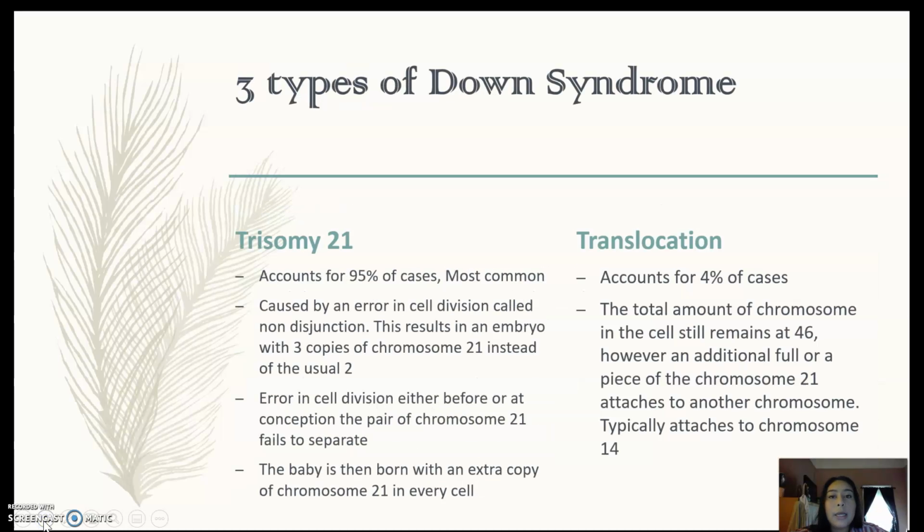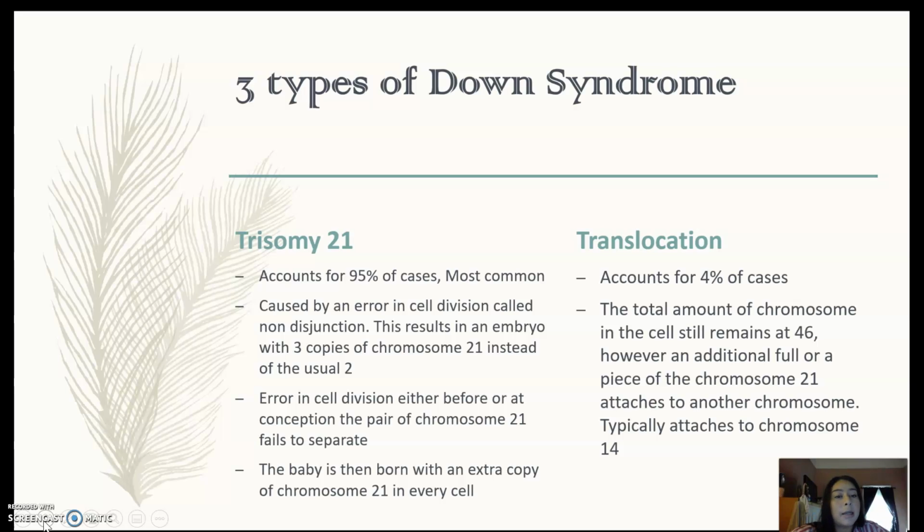There are actually 3 variations of Down syndrome. The first one is trisomy 21. This one is the most common and accounts for 95% of the cases. It is caused by an error in cell division called nondisjunction, which results in an embryo with 3 copies of chromosome 21 instead of the usual 2. The error in cell division can happen either before or at conception, where the pair of chromosome 21 fails to separate. The baby is then born with an extra copy of chromosome 21 in every cell.